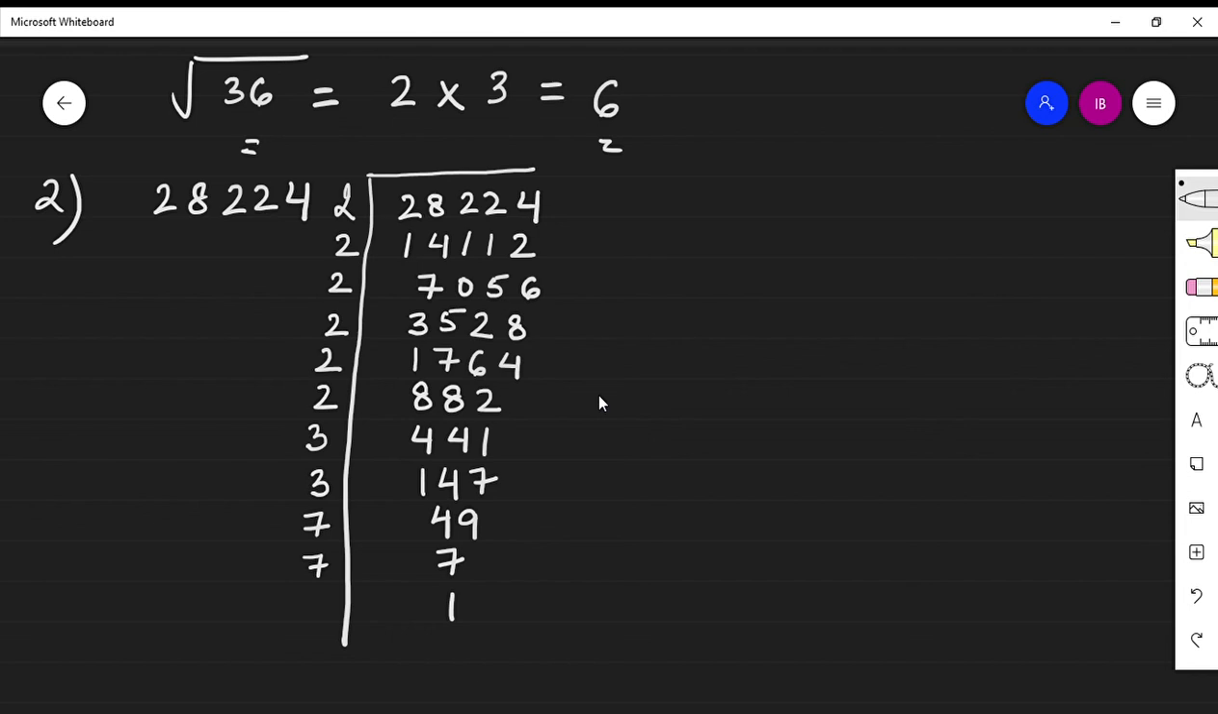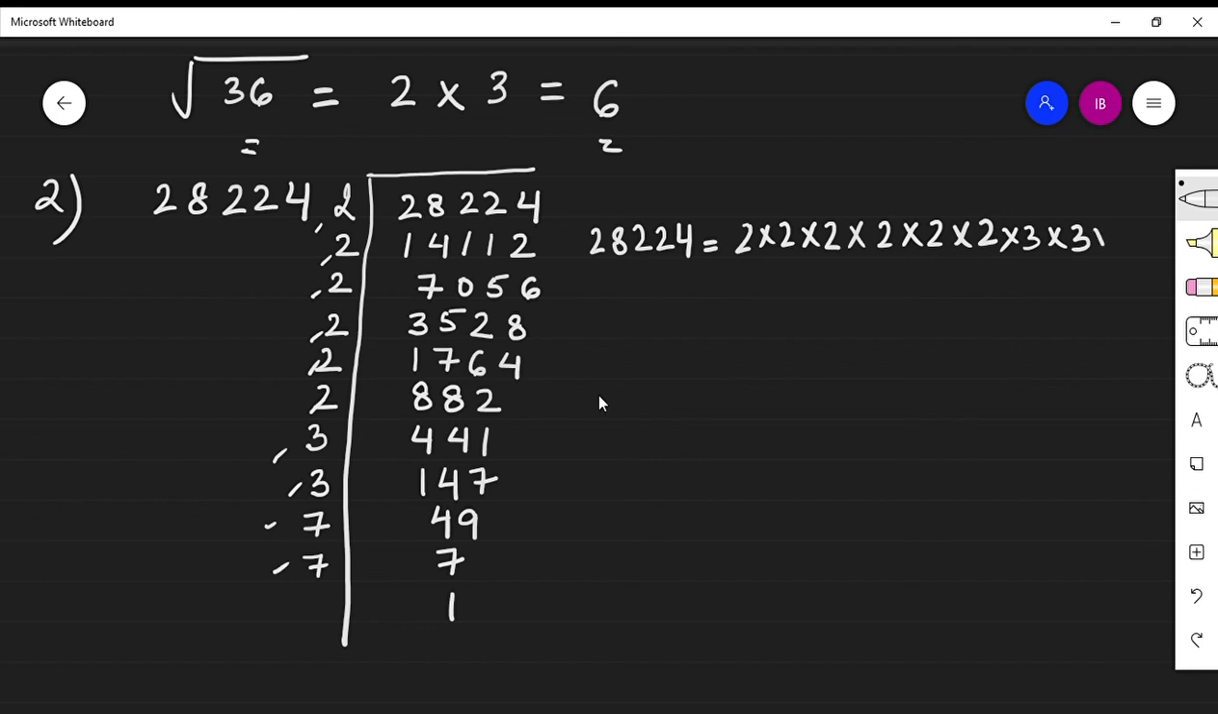Therefore, the prime factorization of 28224 is how many times 2? 1, 2, 3, 4, 5, 6. So 6 times 2, 2 times 3 and 2 times 7.